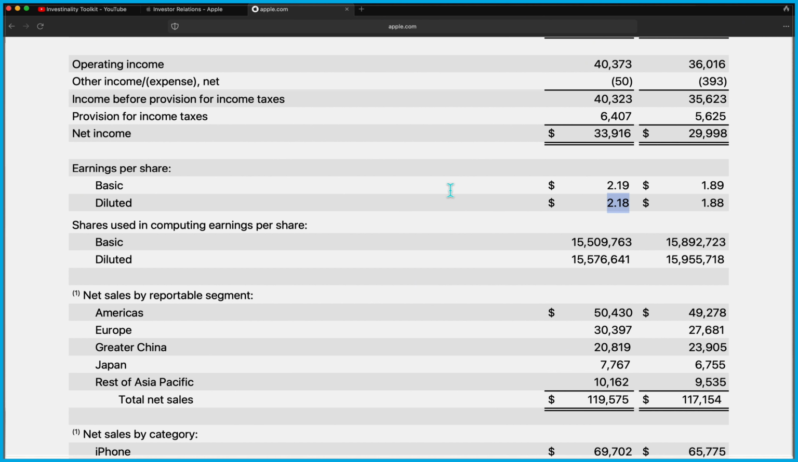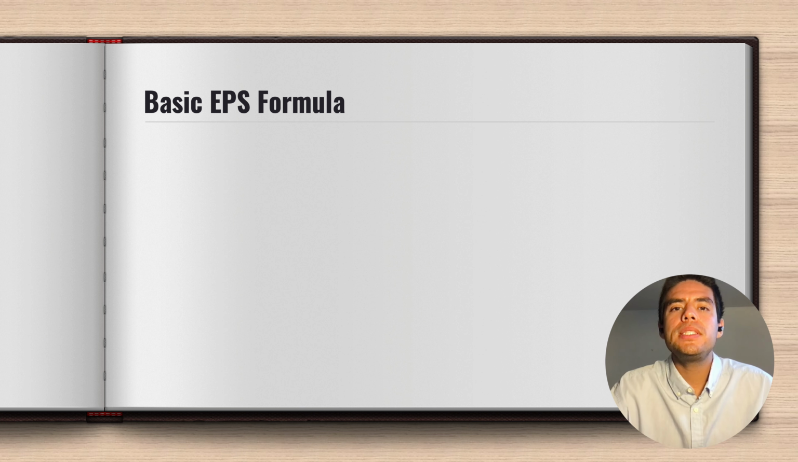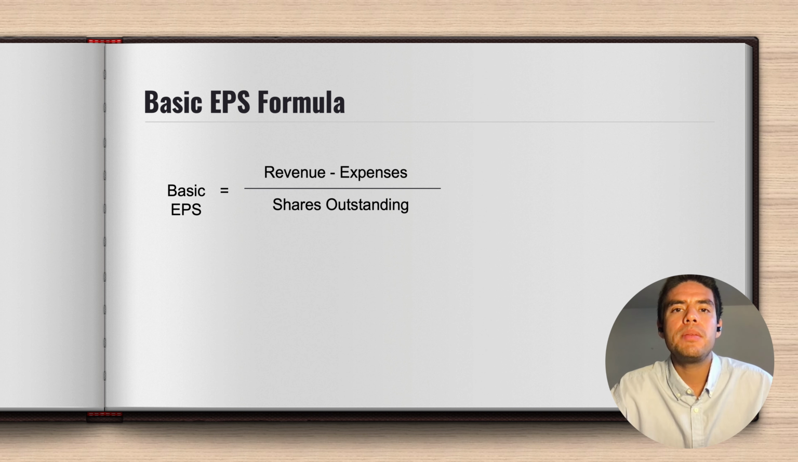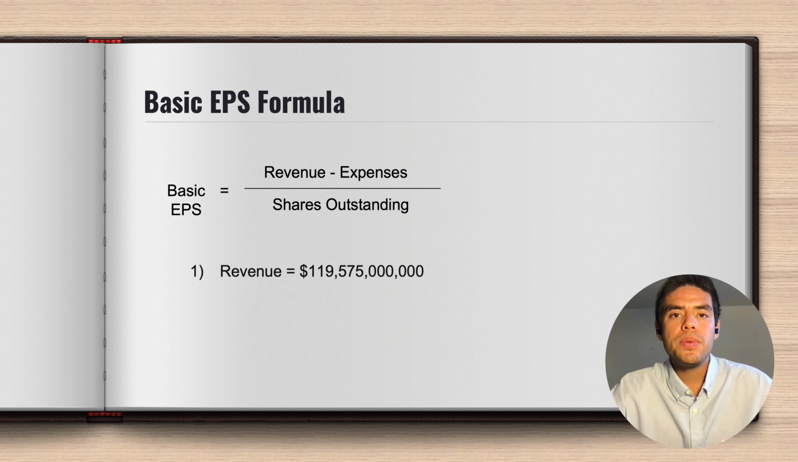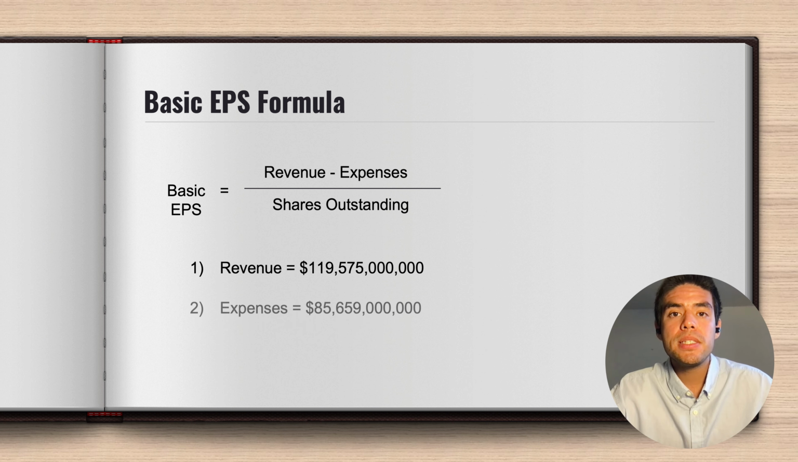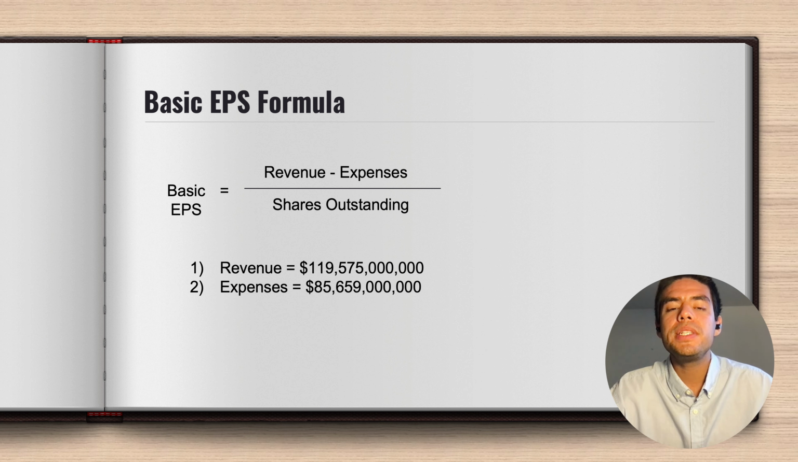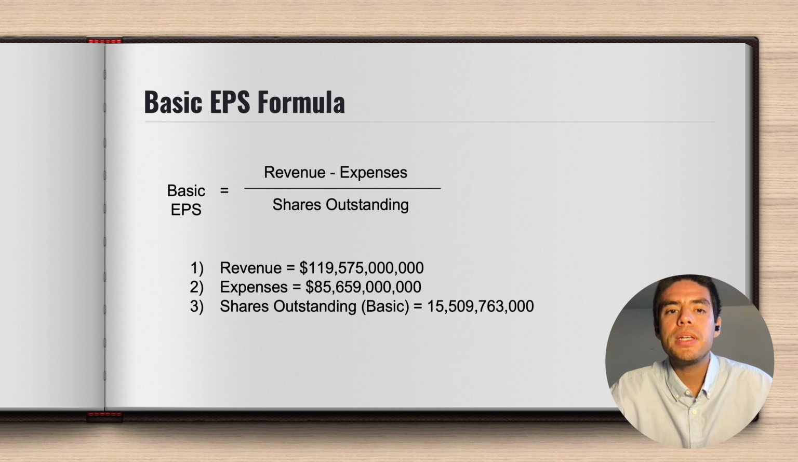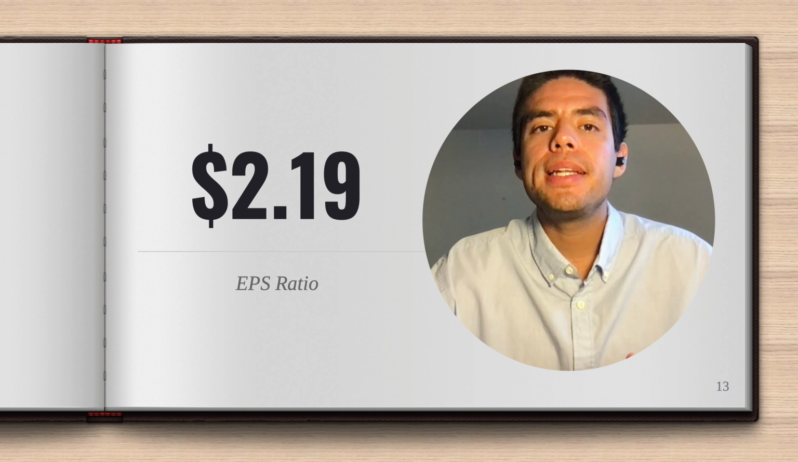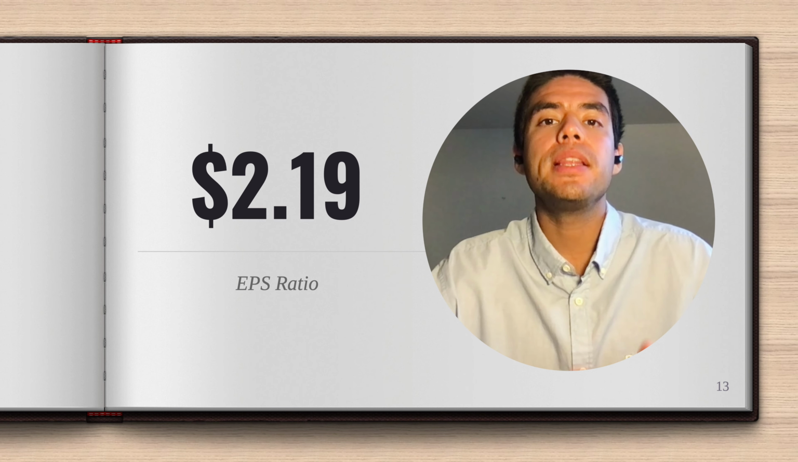Now let's take a look and walk through this step by step. Now let's insert the values into the formula. As we remember, EPS is equivalent to revenue minus expenses divided by the number of shares outstanding. Apple's revenue is $119,575 million. Its expenses are $85,659 million, and its shares outstanding are 15,509,763,000 shares. Doing the math leads us to a basic EPS of $2.19.